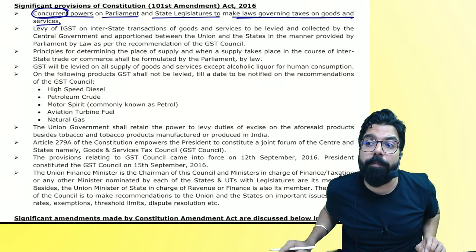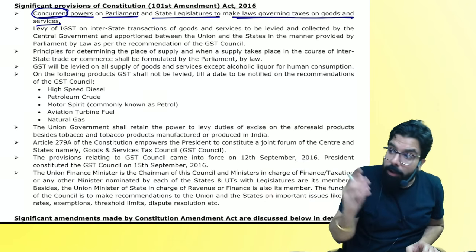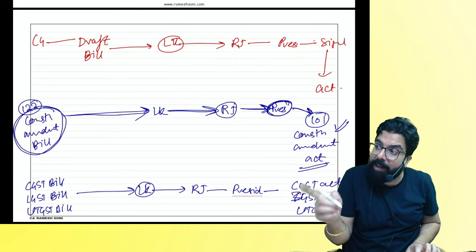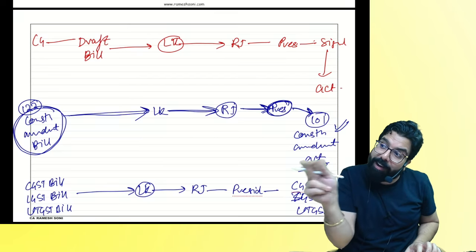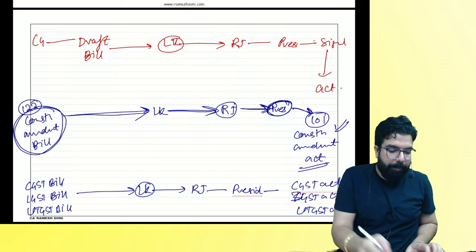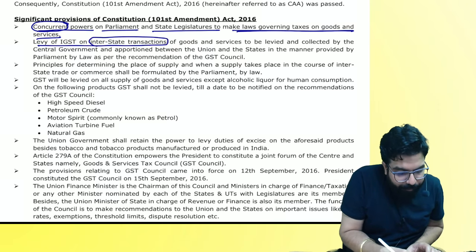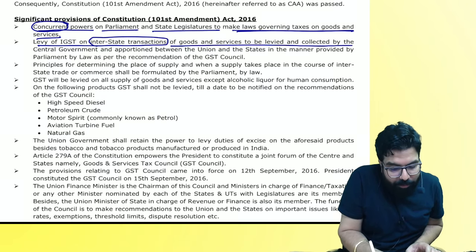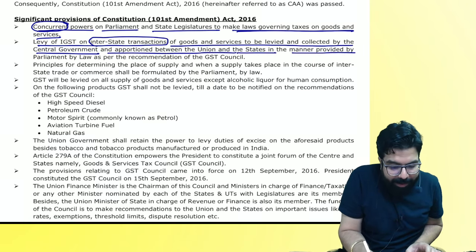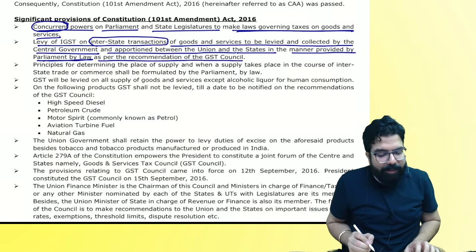It will be collected by whom? The central government will collect and apportion between center and state. This was told in Article 269A. Article 269A was also introduced by which amendment? The 101st Constitutional Amendment. See over here, everyone. Levy of IGST on interstate supply of goods and services is to be levied and collected by the central government and apportioned between the Union and the states in the manner provided by whom? Parliament, by law, as per the recommendation of the GST Council.